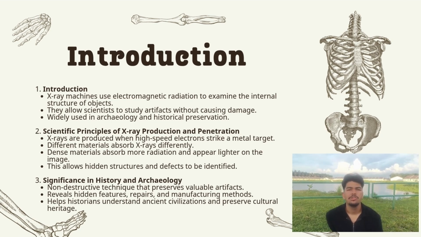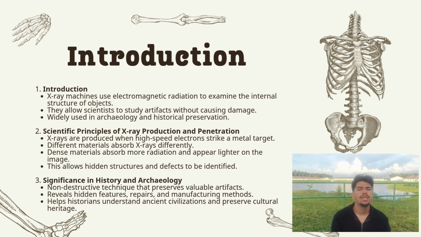Today I will introduce the X-ray machine and explain the basic concept behind it used in artifact analysis. An X-ray machine is a device that uses electromagnetic radiation to produce images of the internal structure of an object. In archaeology and museum studies, X-ray technology allows researchers to examine valuable artifacts without damaging them. This makes it a very useful tool for preserving historical objects.